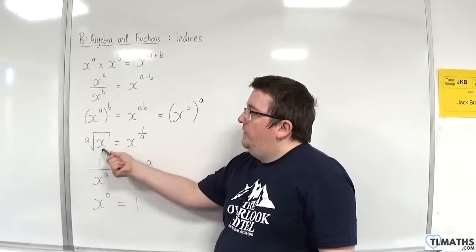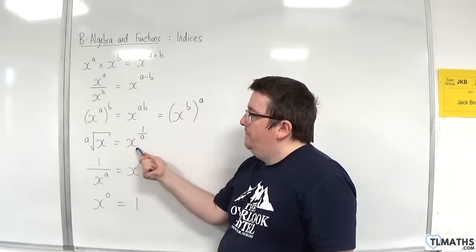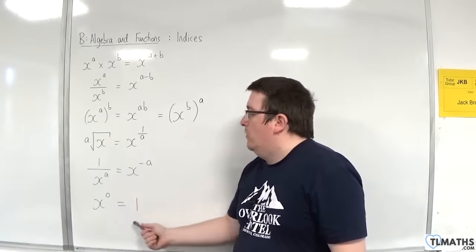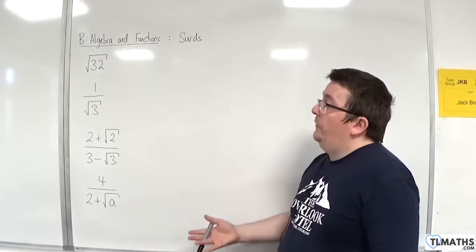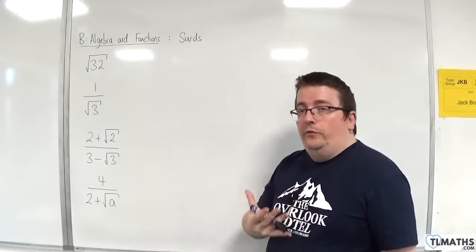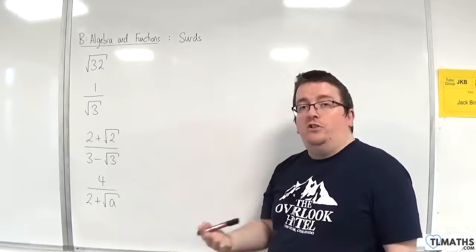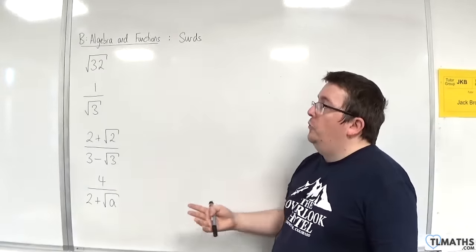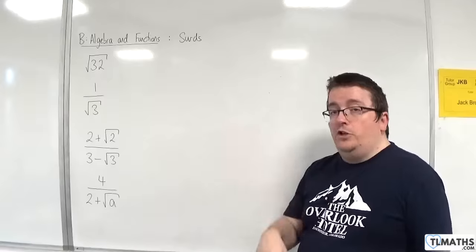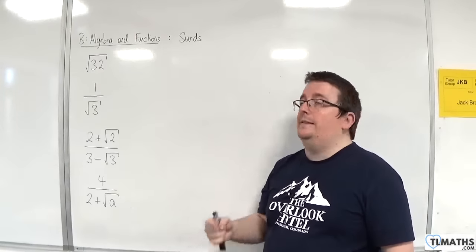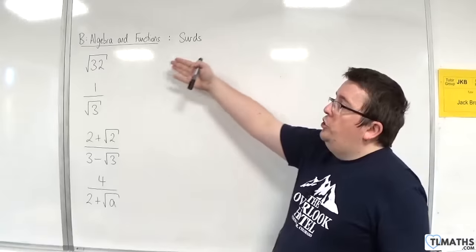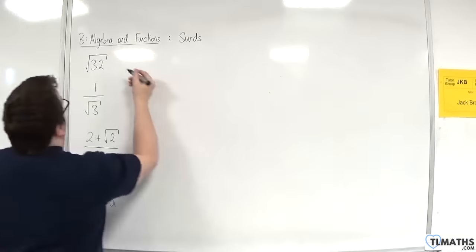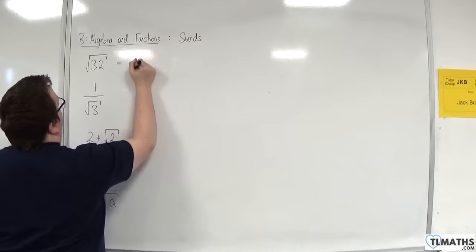The a-th root of x is x to the power of 1 over a. 1 over x^a is x^(-a), and of course x^0 is equal to 1. Then we have surds. Now I understand that, of course, you'd be able to plug these first three into your calculator and it would be able to give you an answer in its simplest form. That's fine, I understand that, but you do need to be able to show any of the working to get there. So you should be able to simplify root 32, for example. So spotting that 32 is 16 times 2.